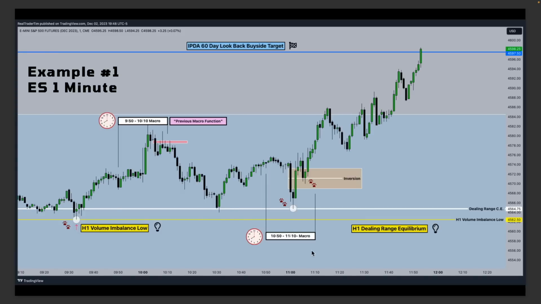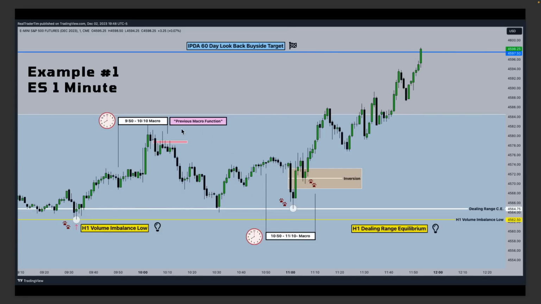So as we're entering the 10:50 to 11:10 macro, how would I internalize it? What would I be saying? We still haven't swept this. That's what we want to see, best case scenario, until we go and get this target up here, the IPDA 60-day look-back target. So what do I want to look at?